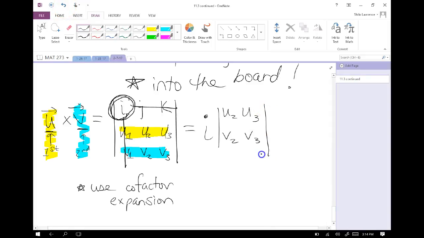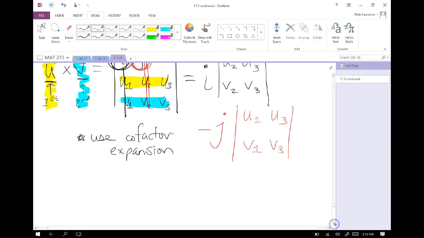So then J is going to be, let me do it in a different color. For J, it's a rule of linear algebra that when you do the J, you change to subtraction. It's positive, negative, positive. And if you cover up J's row and J's column, you got U1, U3, V1, V3 left over. And then for K, you're going to go back to plus again.